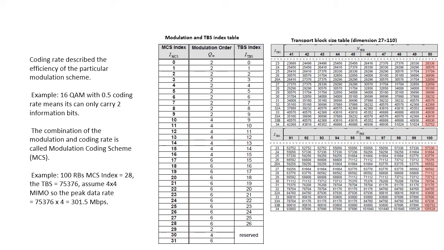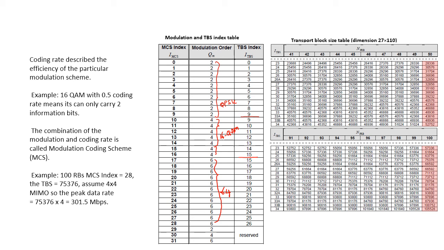So what is the modulation order? For example, here for 2, this is for QPSK, and then you have 16 QAM, and then you have the 64 QAM. The bigger the TBS index, the bigger the throughput that we can have. So this is the maximum for 16 QAM, and this is the maximum for QPSK.